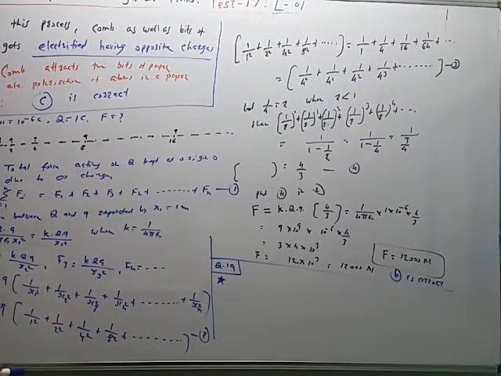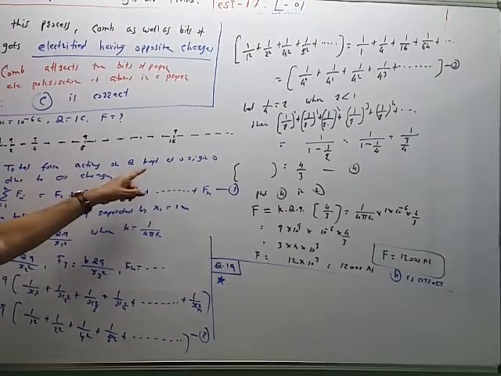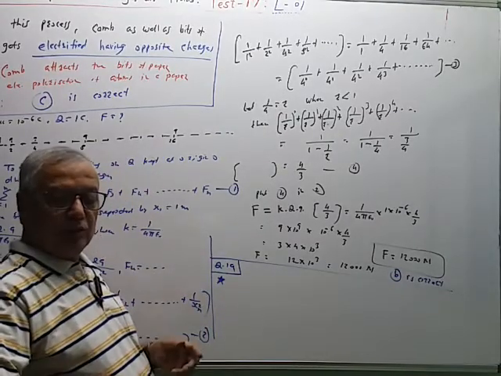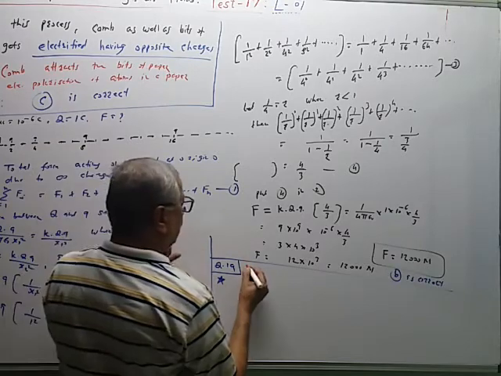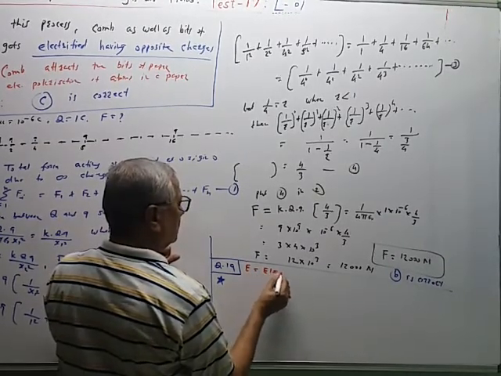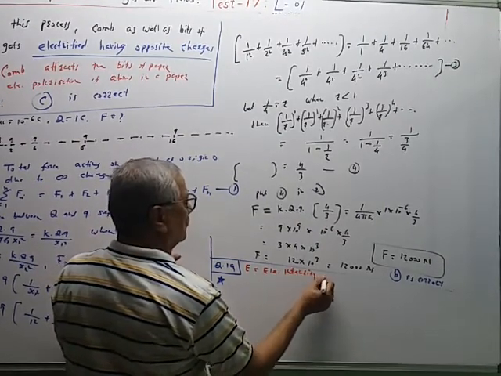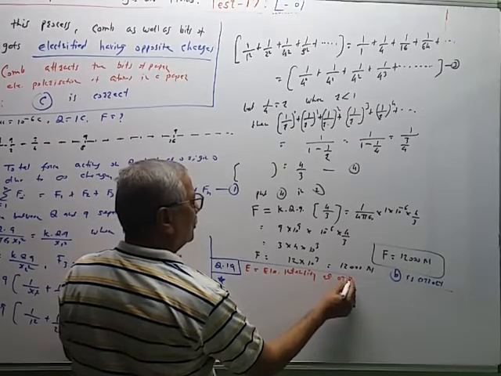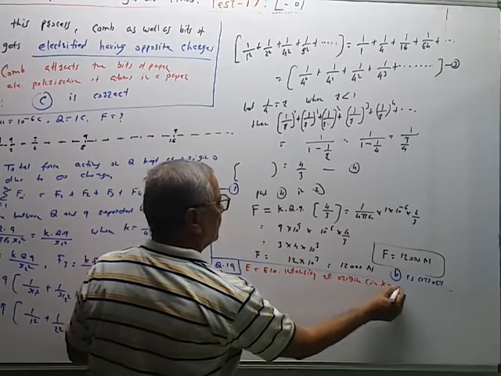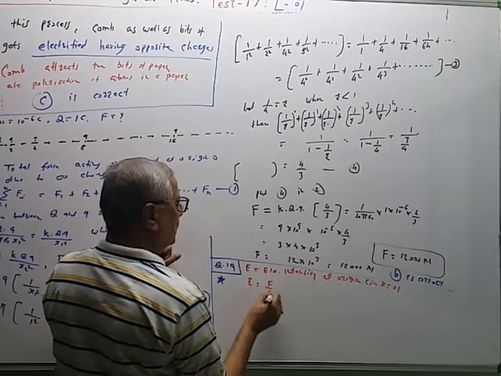Here we have calculated the total force acting on the charge kept at the origin. So E, the electric intensity at the origin, that is x equal to 0, is equal to F by Q.